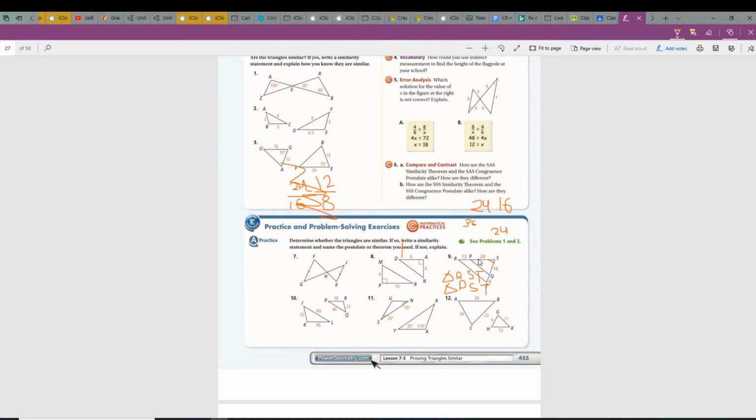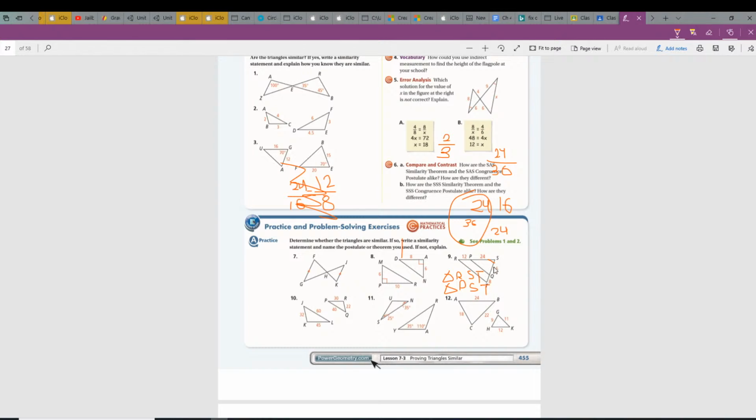So what we need to do is we're trying to see if the corresponding side lengths are proportional. So 24, this one right here, lines up with the 36, so you have to compare these, which is 24 divided by 36, which would be 2/3. So the ratio from this side to this side would be 2/3.